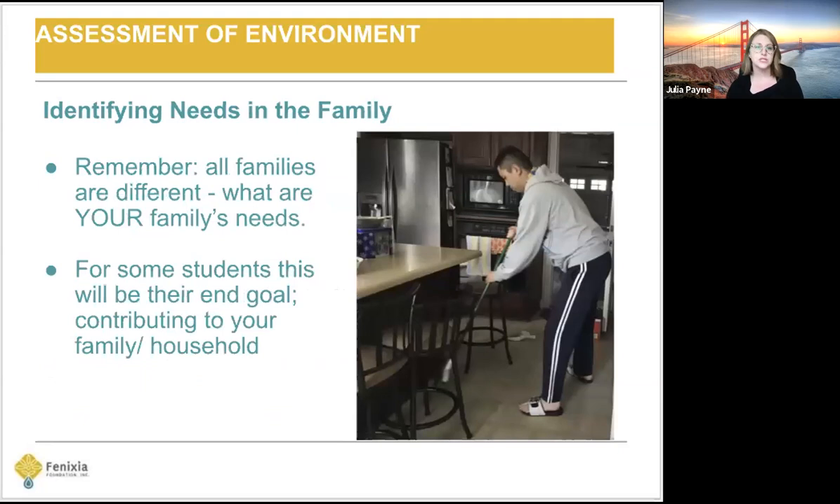So just some notes on this: remember, all families are different, and what your family needs is what your family needs. So it might look very different for every student. For some students, this is going to be the end goal, contributing to their household, and that is going to be the thing that helps them most in life, helps their families most, and maybe with their skills and their abilities, that's really what they're going to be doing to be productive adults and members of their household. We really want to focus on that student starting from being dependent to becoming independent.